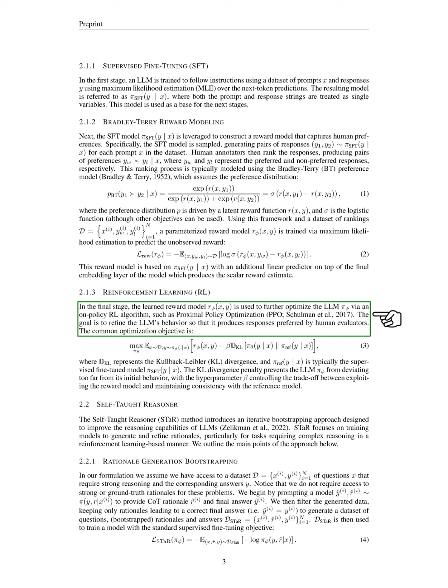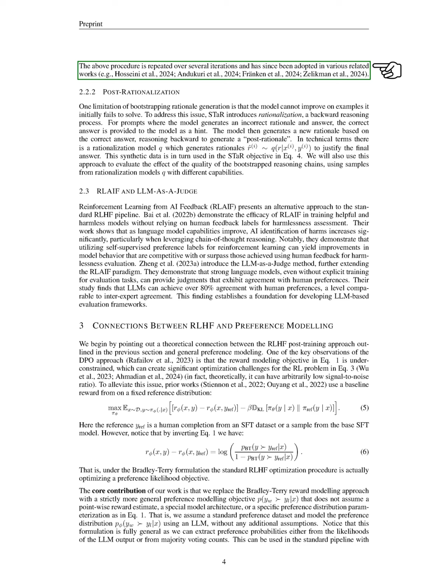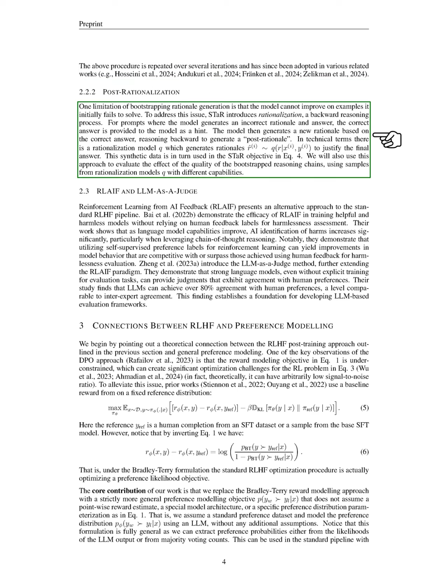This filtered dataset is then used for further training with the standard SFT objective, and we repeat this process over multiple iterations. To address the limitation of not improving on initially incorrect examples, STAR incorporates a rationalization process. When the model produces an incorrect rationale and answer, we provide the correct answer as a hint, allowing the model to generate a new rationale based on this information. This synthetic data is then integrated into the STAR training objective.